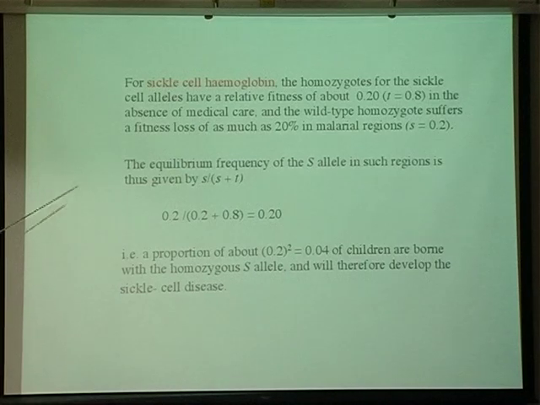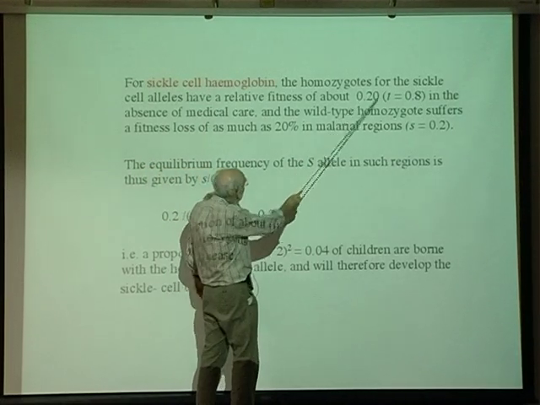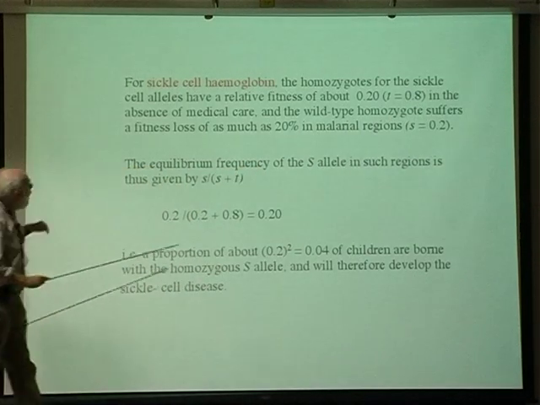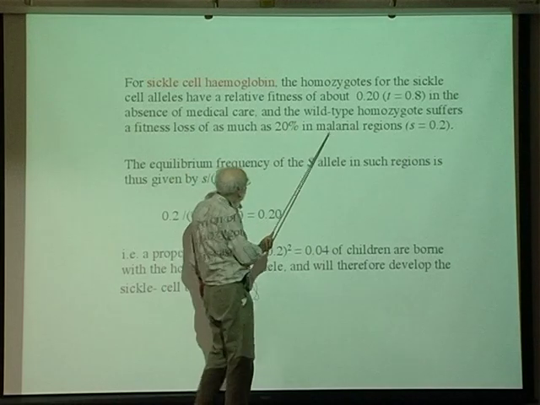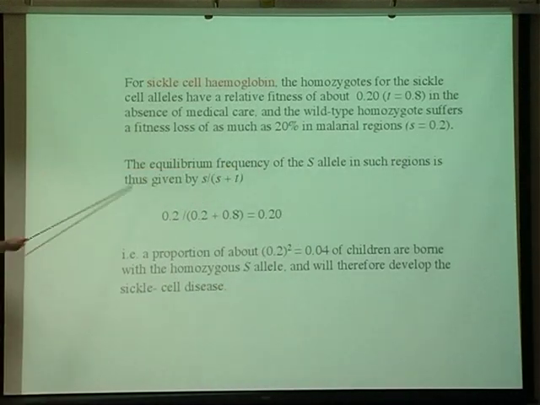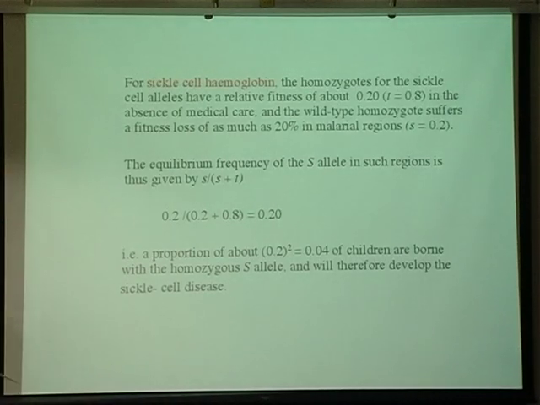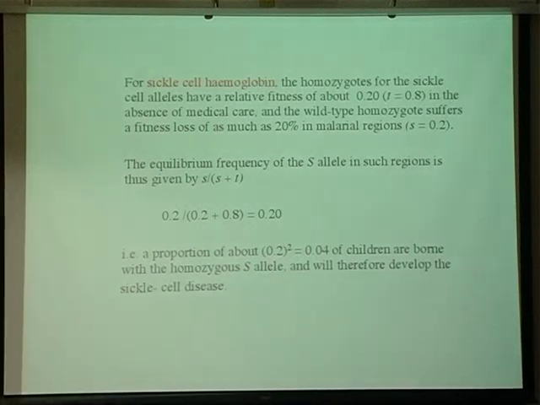So for sickle cell hemoglobin, the homozygotes with the sickle cell allele, in the absence of medical care, have a fitness of about 20%, so the selection coefficient T is about 0.8. In malarial populations, the wild-type homozygote compared with the heterozygote, which is protected, has a fitness loss of about 0.2. And so you can calculate the expected equilibrium frequency of the S allele from our formula, S over S plus T. That's about 0.2. You go through the numbers. So about 0.2 squared, about 4%, of children born each generation will carry the disease. They'll be homozygotes for the sickle cell trait. So this is an example of how something which is really bad for you can be maintained in the population because of the heterozygote advantage.